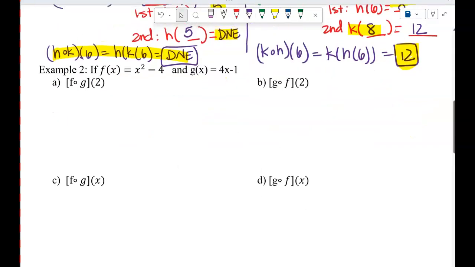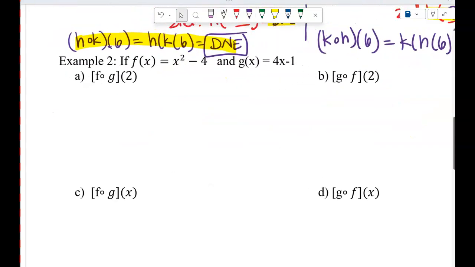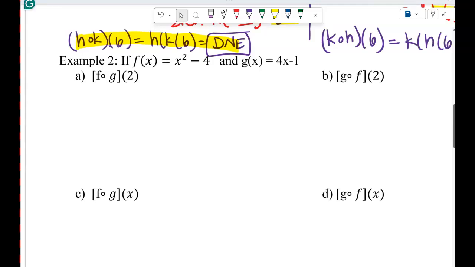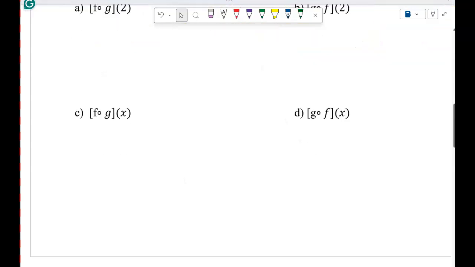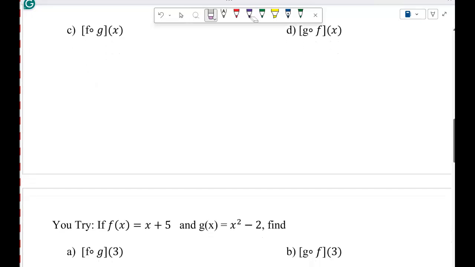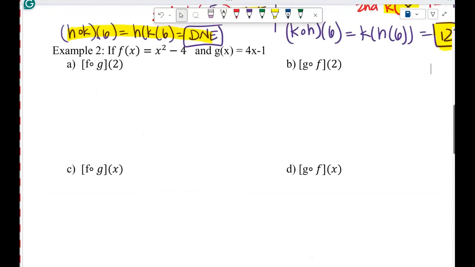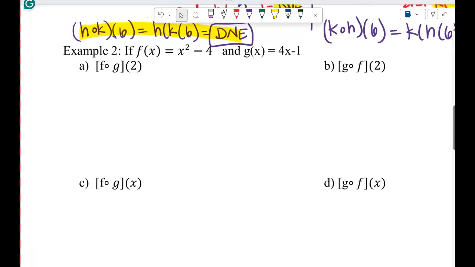Now in this particular example, guys, it looks like we are given two different equations. Your f equation is x squared minus 4, and your g of x equation is 4x minus 1. And we are going to do 4 examples here, and then you have a U Try under. So this one, let's go do the first one.